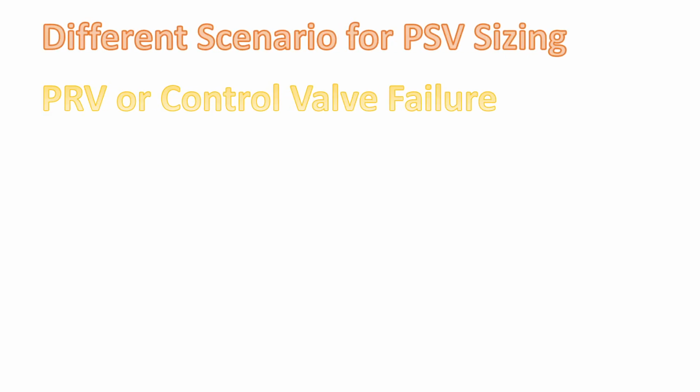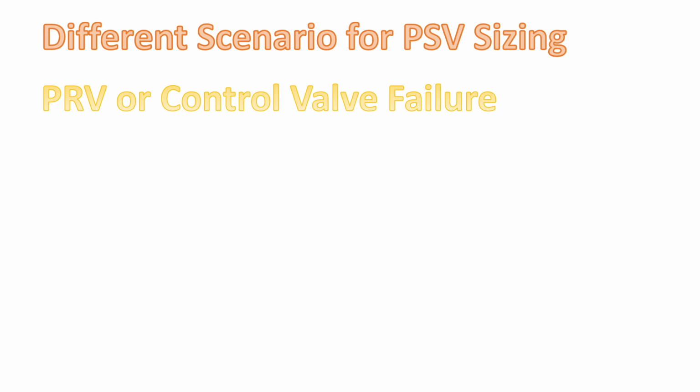So, first scenario is that of PRV, mechanical PRV, that's pressure reducing valve or pressure reducing stations failure or control valve failure. In traditional plants, you will get the mechanical PRV, and nowadays the trend shifted towards the automation or instrumentation parts. So in such application we are using control valves, and the first scenario to size safety valve is the basis that the control valve failure or PRV failure.